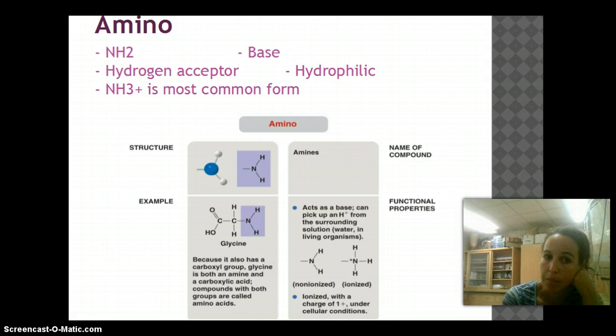The next one is an amino, which is an NH2, and that's a base, also hydrophilic. So it's a hydrogen acceptor, so it's the opposite of our carboxyl group. Instead of donating hydrogens, it's going to absorb hydrogens. And NH3 plus is our most common form. Okay, so it acts as a base as opposed to an acid because it's absorbing those hydrogens.